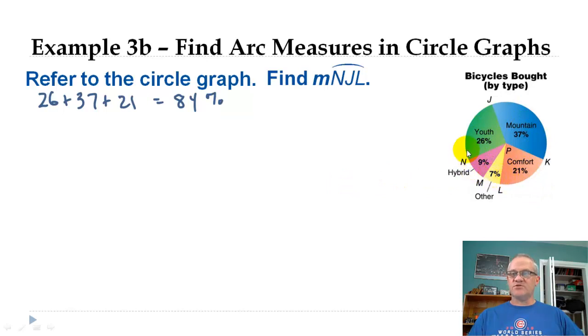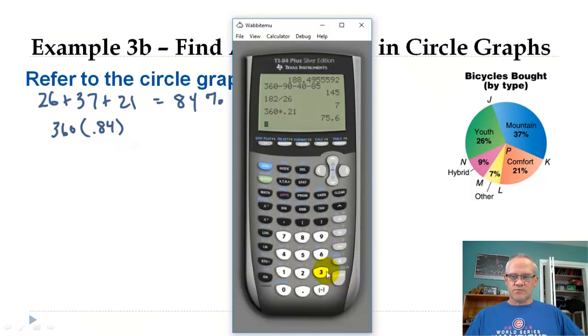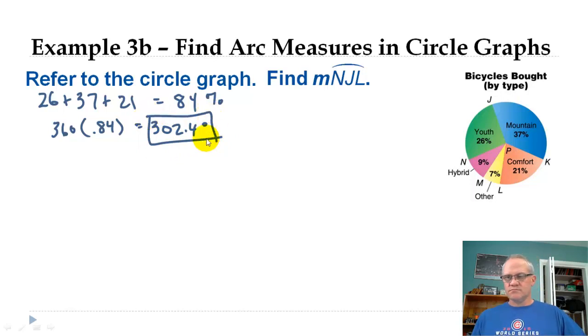So now to find how many degrees that would be, since there are a total of 360 degrees, we just go times 0.84. And so we just go 360 times 0.84. And so it looks like in this case that would be 302.4. 302.4 degrees. Okay.